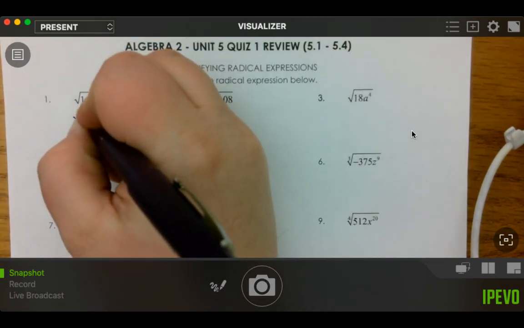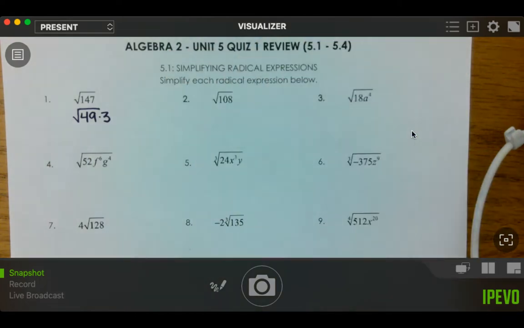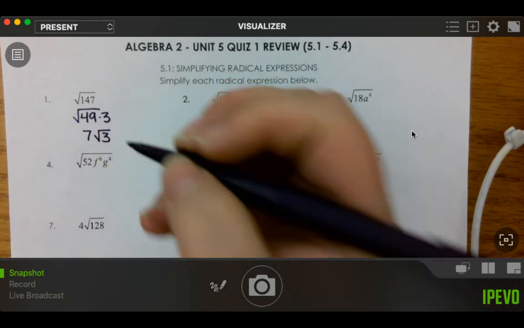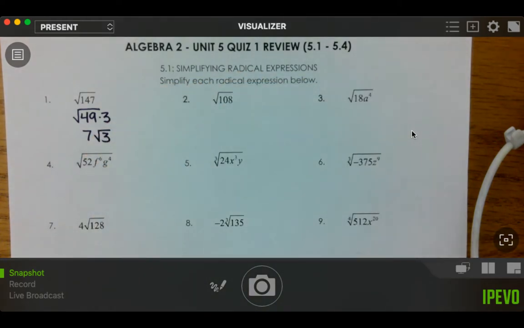So 49 times 3, and then you do the square root of the one that is a perfect square. So the square root of 49 is 7, and then you have the square root of 3 left over. And that's it. That's your answer.